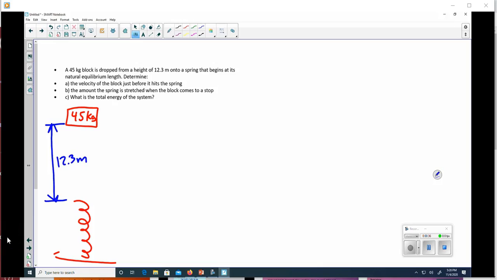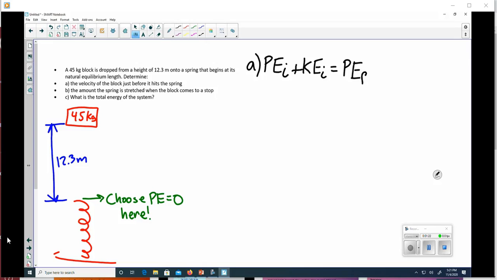So here we have a block falling onto a spring from a height of 12.3 meters. We can choose the top of the spring to be the point where the potential energy is equal to 0. So we can use the conservation of energy to solve all of the problems in this example. Remember that it starts from rest, you're just dropping it, so there's no initial kinetic energy. And when it hits the top of the spring, potential energy is 0.